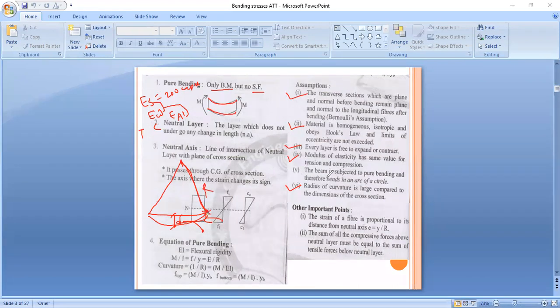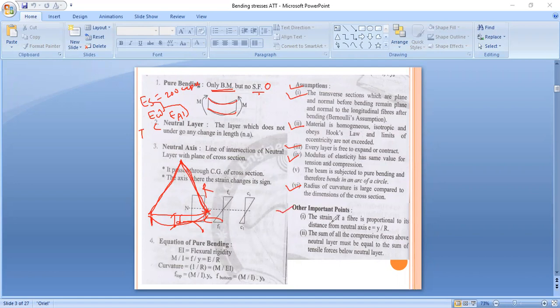Then the fifth assumption is the beam is subjected to pure bending, and pure bending is nothing but bending moment is constant and shear force is zero. And the last is radius of curvature is larger. This radius of curvature is larger as compared to the cross-sectional dimensions. Okay, these are the assumptions. Then the next point is other important points related to these assumptions.